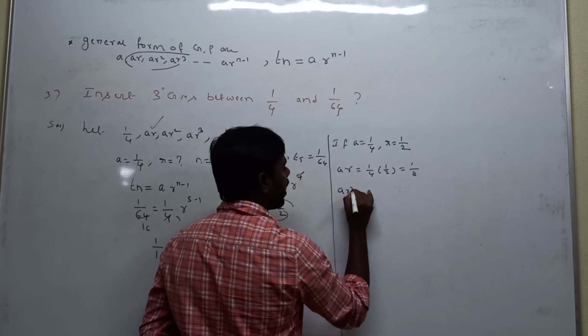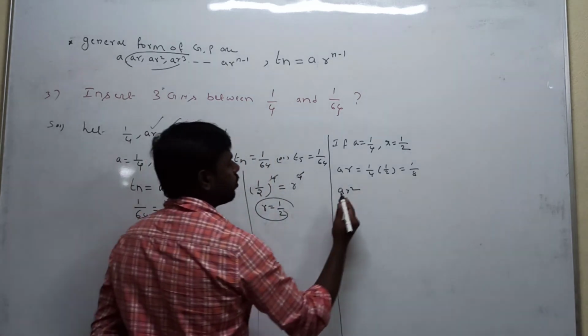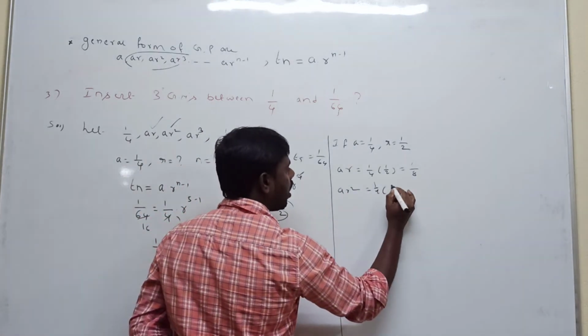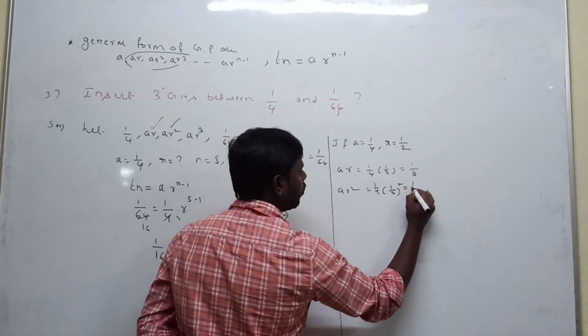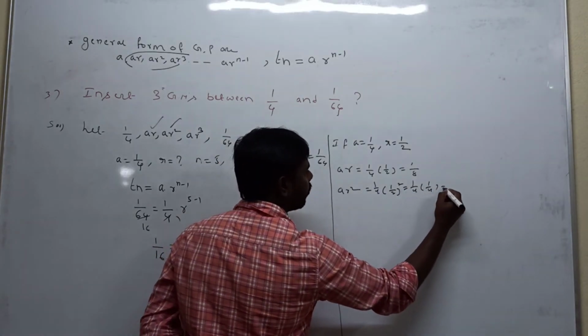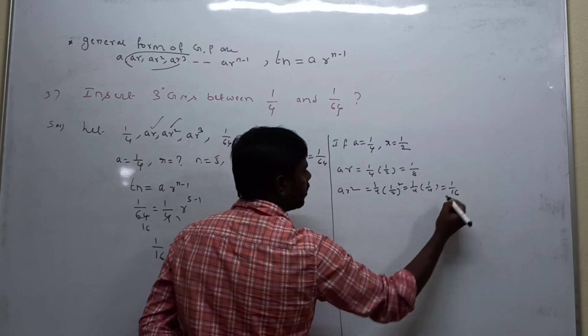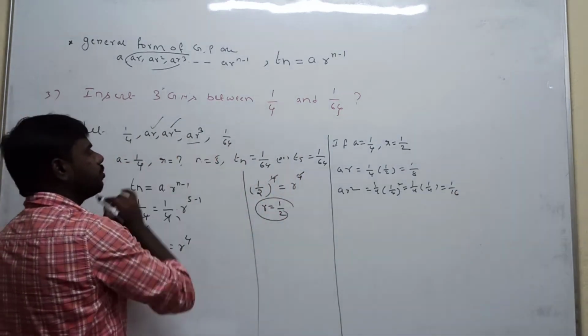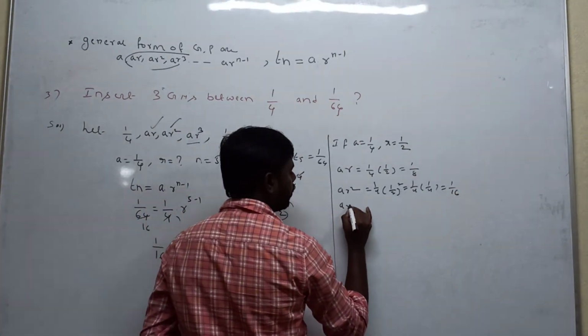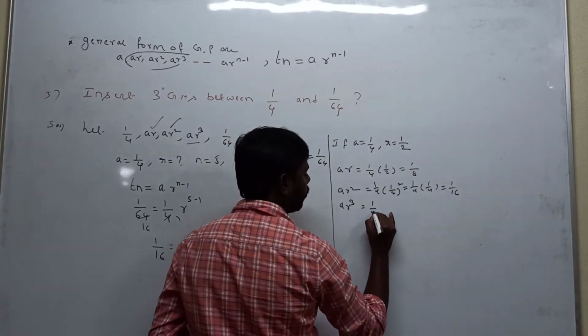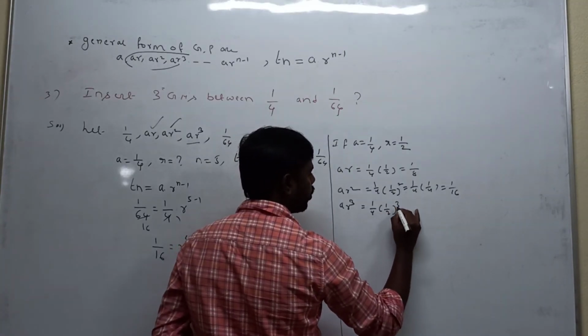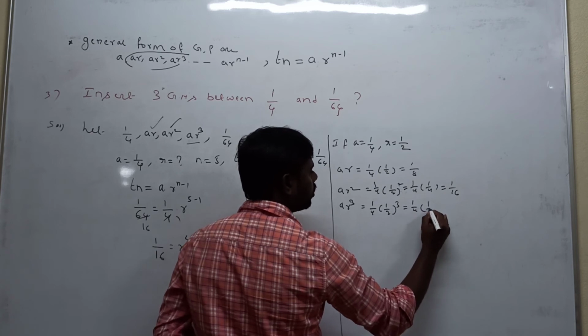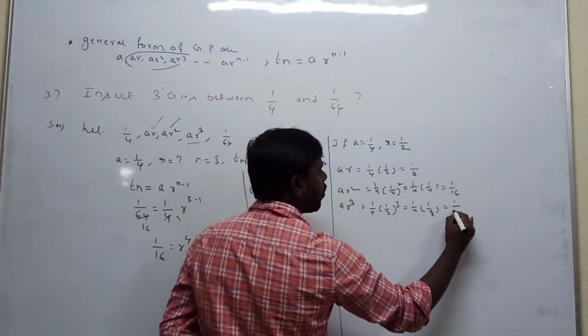Second element is AR square. A value is 1 by 4, R value is 1 by 2 whole square, is equal to 1 by 4 into 1 by 4, which is 1 by 16. Next, the third element we are assuming is AR cubed. A into r cube is equal to 1 by 4 into 1 by 2 whole cube, which is 1 by 32.